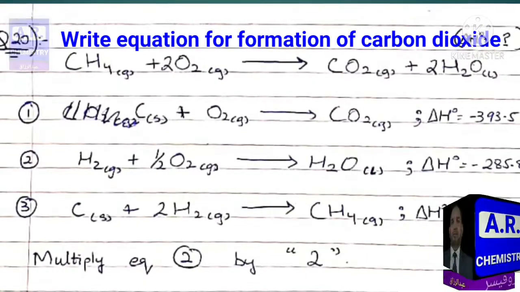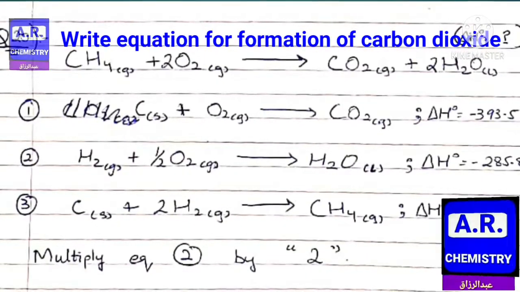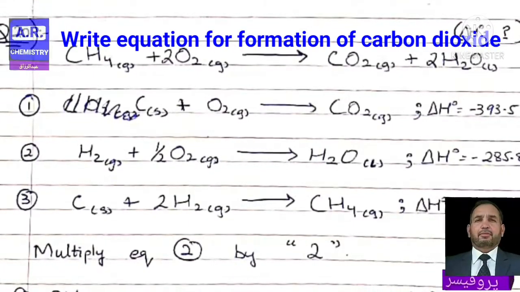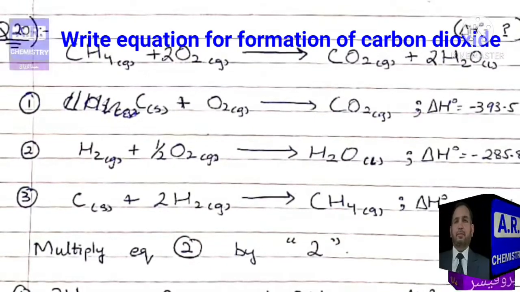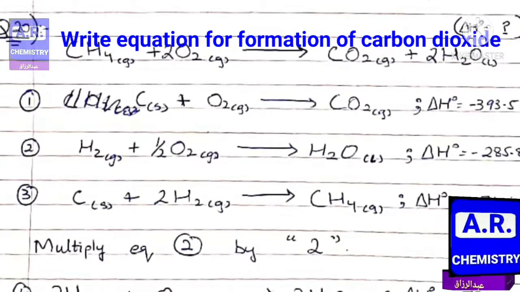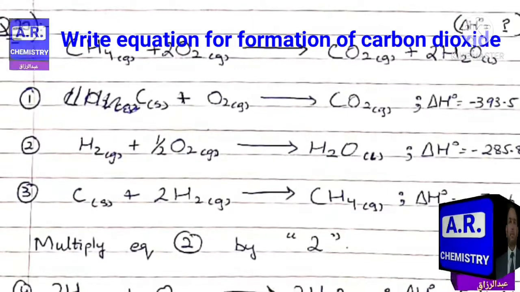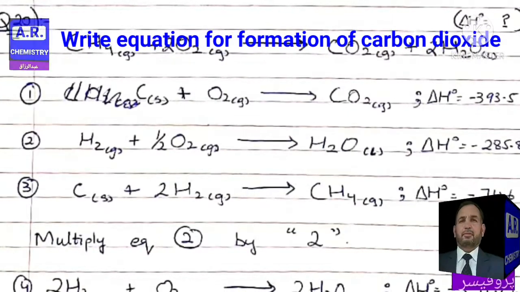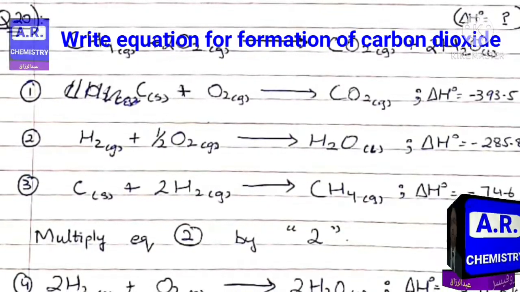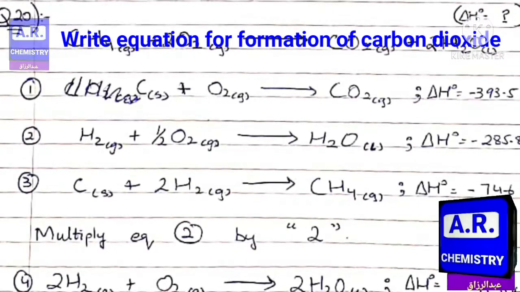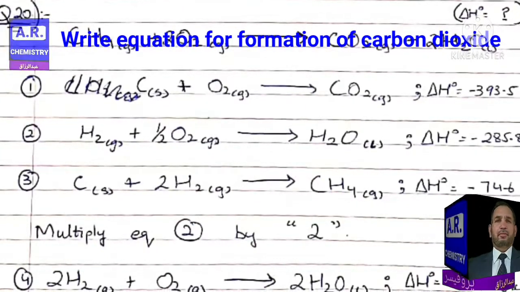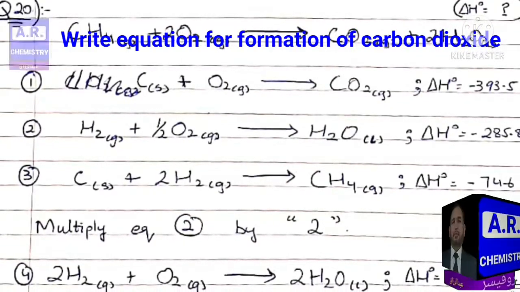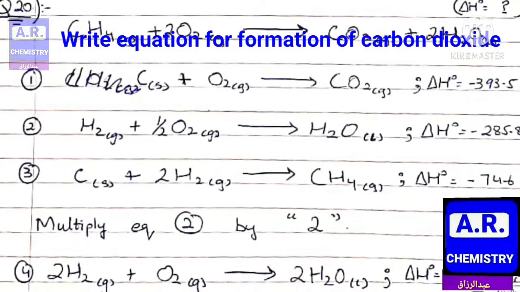First, as I have encircled 1, that is equation 1, and that is carbon plus oxygen gas, carbon and oxygen of course on the reactant side, and carbon dioxide on the product side. And you know that during the formation of carbon dioxide, 393.5 kilojoules per mole heat is released. So from the data, the first equation is the formation of carbon dioxide.